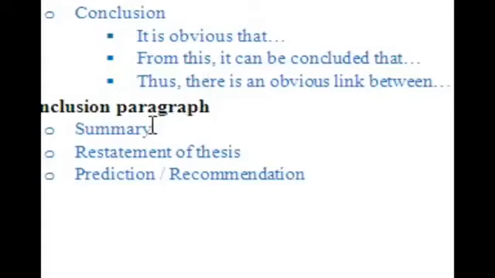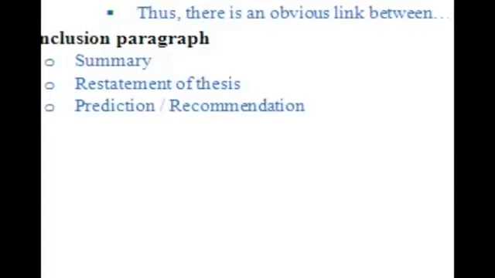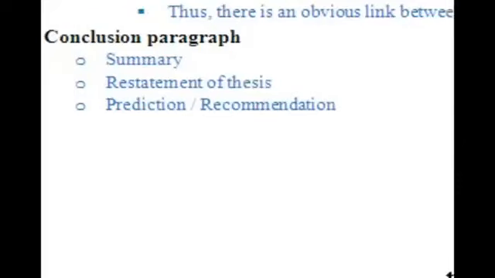Now coming down to the conclusion paragraph. The conclusion paragraph includes three sections. There's a summary, which just talks about what we talked about in supporting paragraph 1 and supporting paragraph 2. There's a restatement of thesis, which is saying what we said in the thesis again, but using different words. And then we include a prediction or a recommendation.